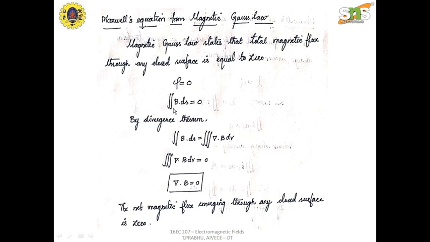Here B dot dS equals 0. Therefore, the volume integral of del dot B dv is equal to 0. And finally, we obtain that del dot B is equal to 0, because the integrand is what must vanish, so I am keeping del dot B equal to 0. This means the net magnetic flux emerging through any closed surface is 0. This is the magnetic Gauss law, and this is the Maxwell equation derived from the magnetic Gauss law.